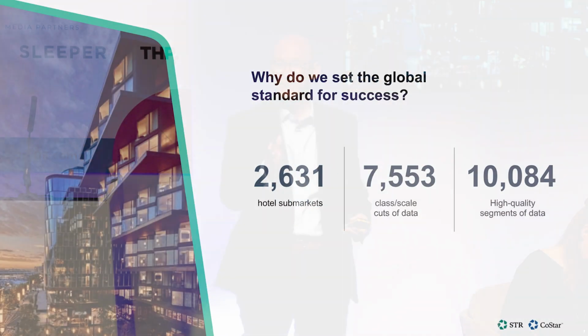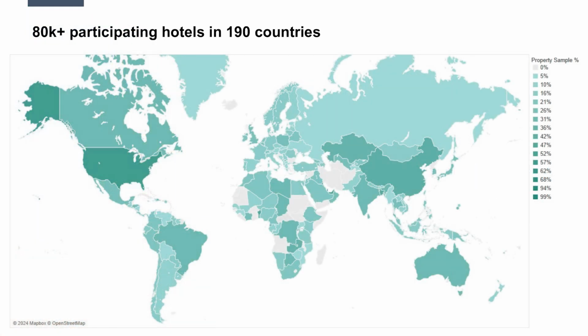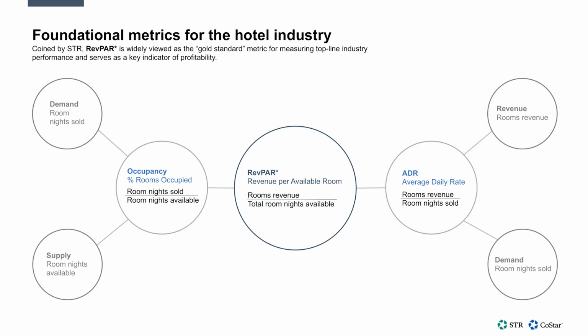And that allows us to slice and dice that data in all sorts of ways. 2,500 sub-markets around the world we report on, and within those sub-markets, we break down nearly 7,500 cuts of data from a class perspective. So enormous amounts of information available. And we are truly global, something we're very, very proud of. The darker the shade of green there, the stronger the level of participation. But you can see there, we work in over 190 countries across the globe.